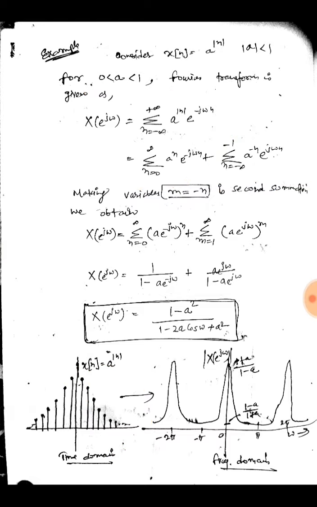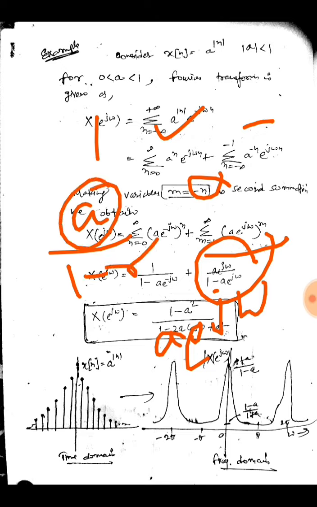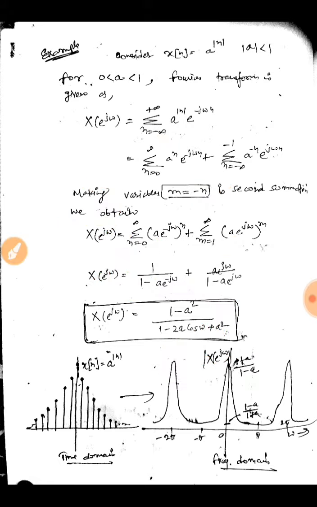So this again becomes two infinite geometric progressions, in which in this one the first term is 1, and in this one, if I replace m with minus n, it becomes this one, and in this GP the first term is a into e raised to power j omega. That's why it is coming like this, a upon 1 minus r. So the first term is a into e raised to power j omega, 1 minus ratio. So the ratio is a e raised to power j omega.